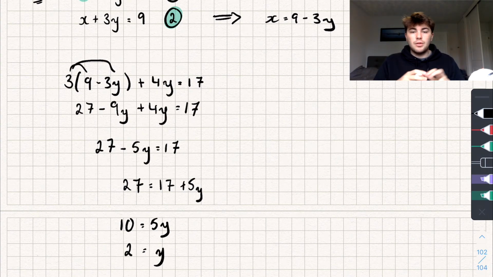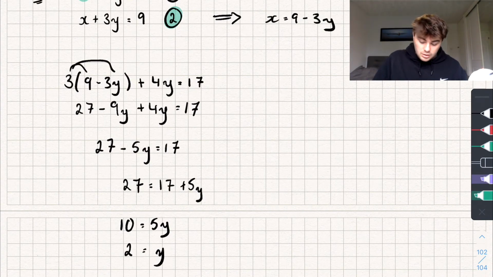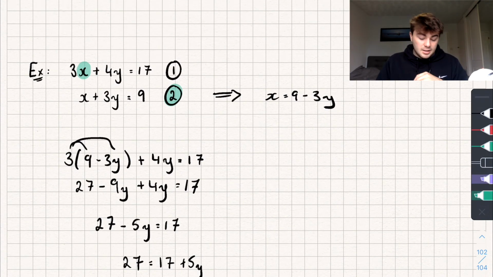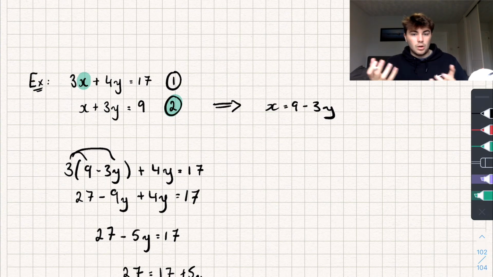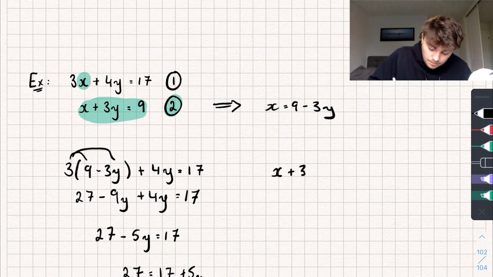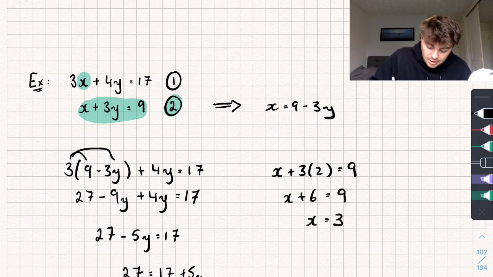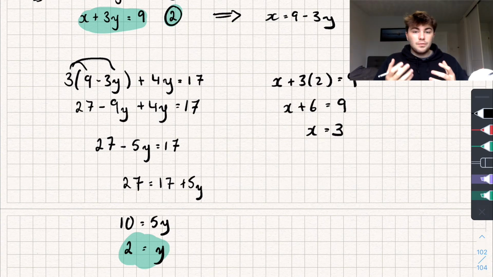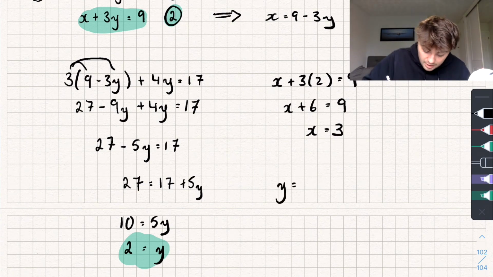Now you could do a lot of those steps in one go, but I was just trying to show you every single step to rearrange to find the value of y. So now I've got a solution for y. I've got y equals 2. I need to substitute it into equation 1 or 2. It doesn't matter which one. I'll choose equation 2, so I'll substitute y equals 2 into there, and that's going to give me x plus 3 multiplied by 2 equals 9, and so x plus 6 equals 9, and therefore x is going to equal 3. And so we've solved the simultaneous equations. We've got that y is going to equal 2 and x is going to equal 3.